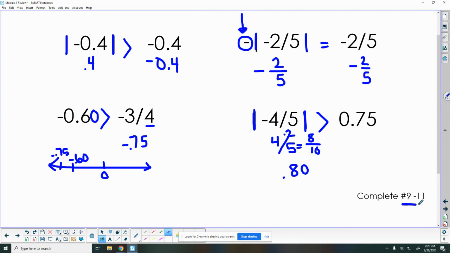Okay, go ahead and pause and do 9, 10, and 11, which are all similar to these. Make sure you change one, either fractions to decimals or decimals to fractions. Make sure you have proof and not just a guess.